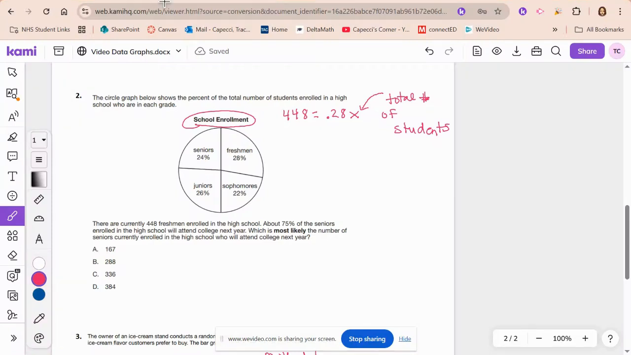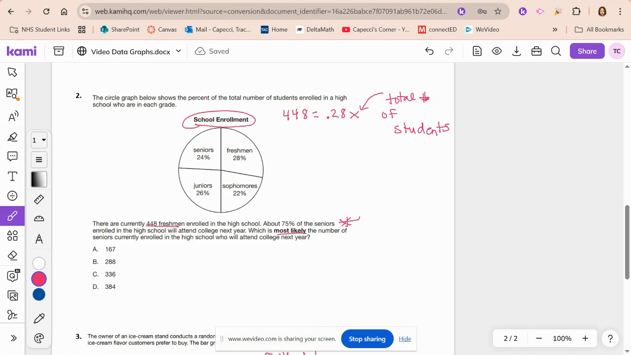Now, we're going to add on to that. It says there are currently 448 freshmen enrolled in the high school. And about 75% of seniors enrolled in the high school will attend college next year. Which is most likely the number of seniors currently enrolled in the high school who will attend college next year? So we kind of have a lot going on. We don't know exactly how many students are there, but once we find the number of students in our high school, then we can start looking at how many seniors are there, what percentage of seniors are going to college is 75%, and go from there.